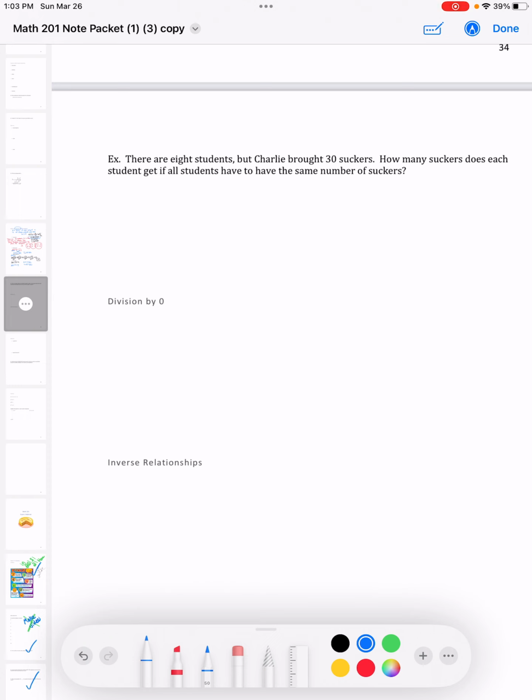All right, let's see how you did. I'm going to work it out a couple different ways. So let's say that I know that there are 8 students. If I gave everybody 1 sucker, that would be 8. If I give everybody 2 suckers, that would be 16. 3 suckers would be 24, and 4 suckers would be 32.